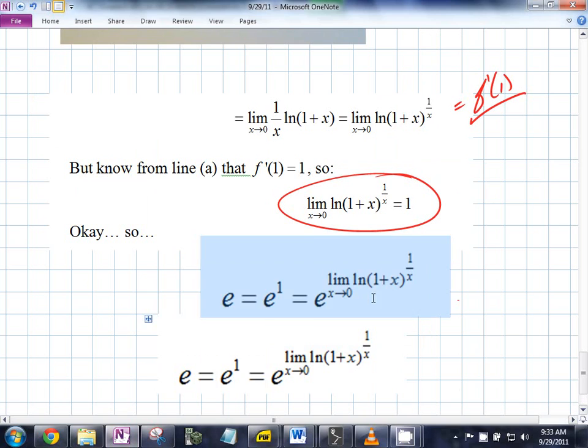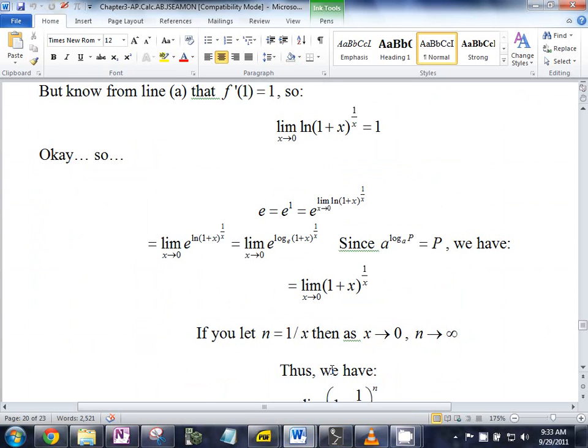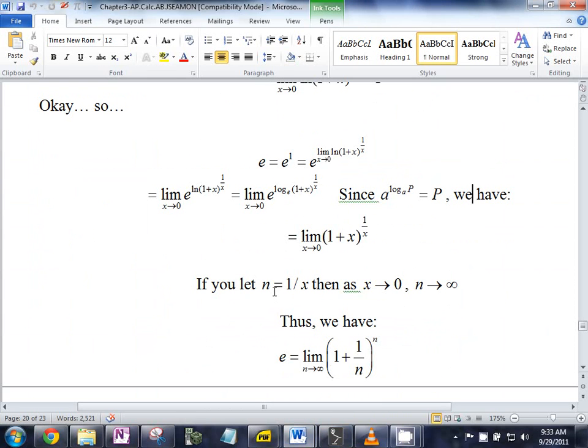What's the point, though? The point is this. Instead of saying x going to 0, you could say n is equal to 1 over x. Therefore, n has to go to infinity. If x is going to 0, what's 1 over a really small number? Infinity. Do you agree with that? So is this a valid substitution? Yeah. Saying n is equal to 1 over x and having n go to infinity is the same thing as having x go to 0. So what do we now have? e is equal to this.